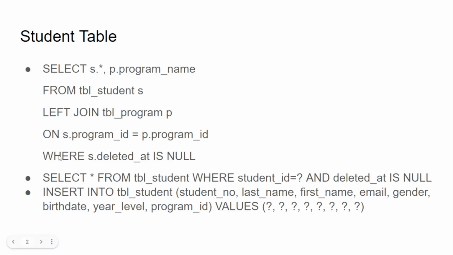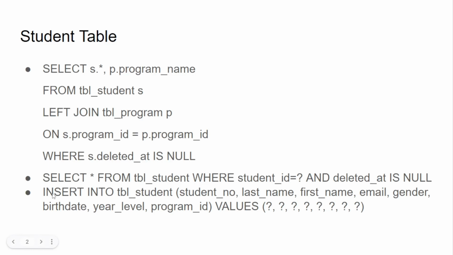And then we also filtered it so that all records should be only active, so values that are not soft deleted. Then we got the select where we get specific values from the student table depending on what the student ID is. So if we want to get the record of student ID 1, then that's the only record that we will get. And of course we also filter it so that it only gets the non-soft deleted records.